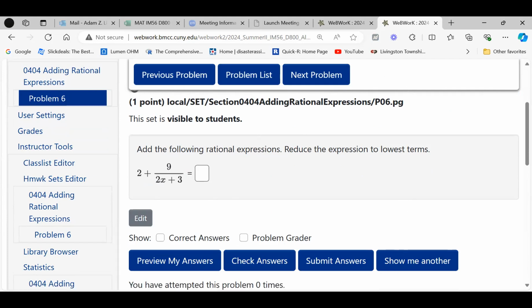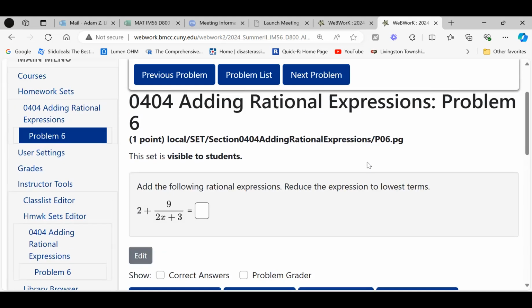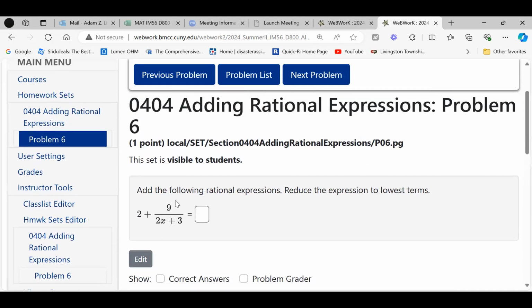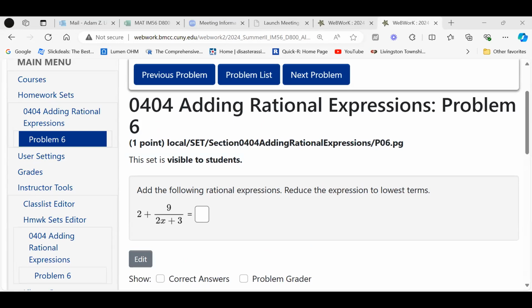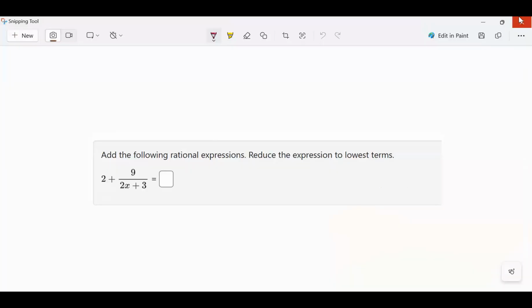All right, so now let's take a look at a slightly different one, right? At this one, adding the following rational expressions, reduce the expression to lowest terms. This one is slightly different from what we did earlier from the other questions, because the first one is not a fraction. And then how do we do it? Any suggestion? It's a whole number. You turn it into a fraction? Yeah, exactly. That's very good. So you're gonna turn it into 2 over 1.